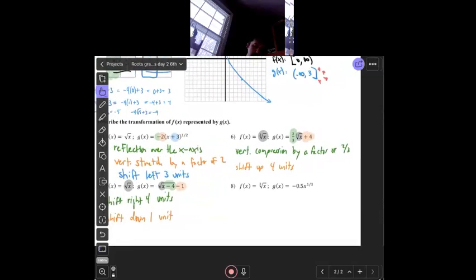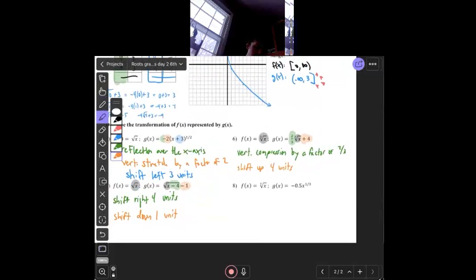And then last one here. We've got both cube roots, so that part's the same. This one has a negative and a 0.5. Of course the negative is the vertical reflection, or the reflection over the x-axis. And the 0.5 is that stretch or compression, but since it's less than 1, that's going to be the compression.